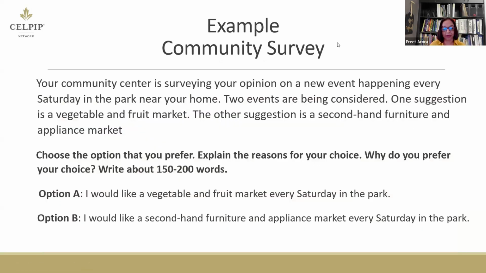Now let's have an example here. Let's have an example of a community survey. Your community center is surveying your opinion on a new event happening every Saturday in the park near your home. Two events are being considered. One suggestion is a vegetable and fruit market. The other suggestion is a second-hand furniture and appliance market. So this is your situation, your scenario. So do you think it is a real life situation that there is a fresh vegetable and fruit market near your house?